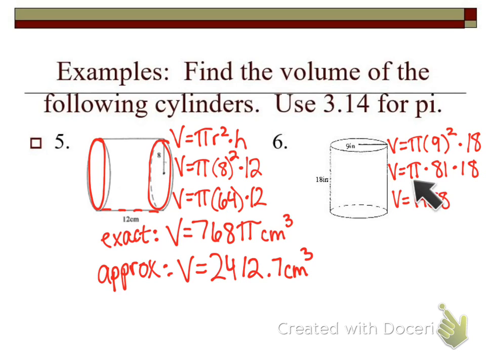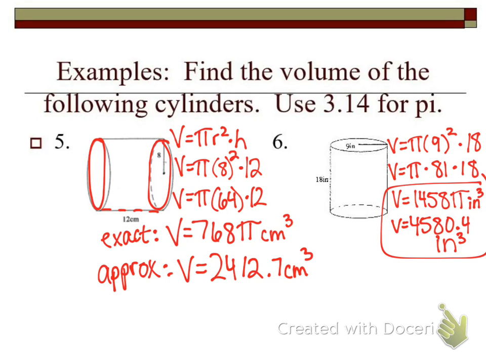1,458. Did you multiply the pi to it or not? No, not yet. You get 4,580.2. Yep. So you choose whichever one you want. Either one of them should have units on it, though. What units? Inches cubed. So whichever one you prefer, but it should have inches cubed on it. So that's all we gotta do.